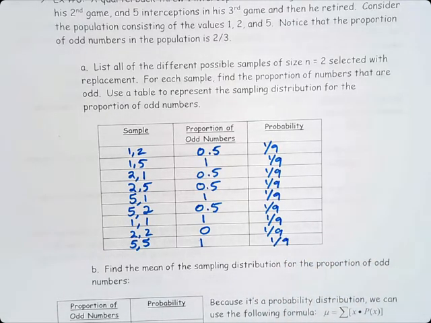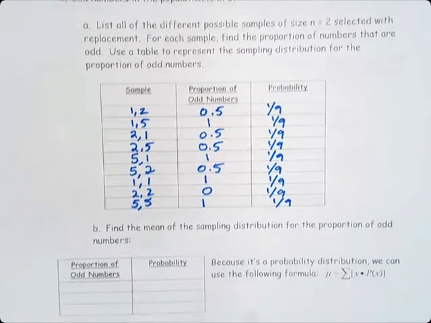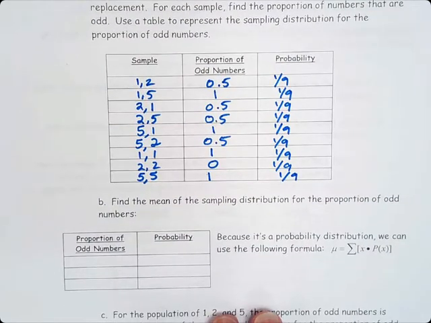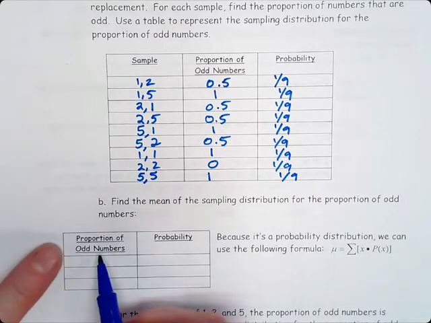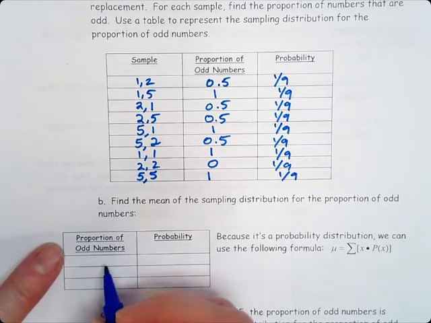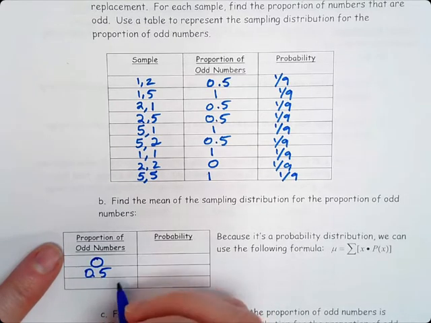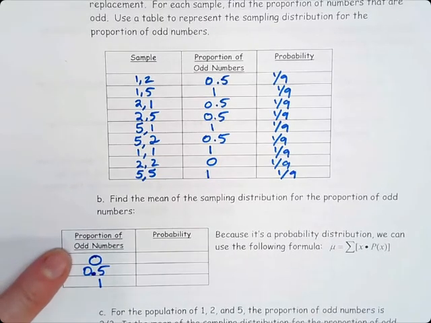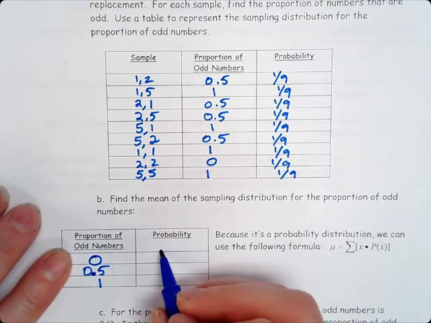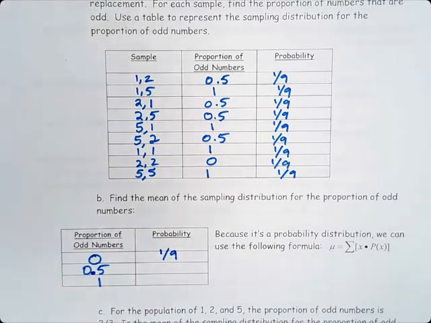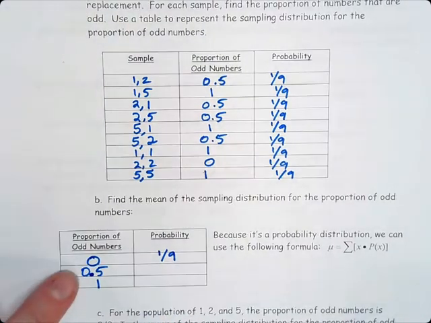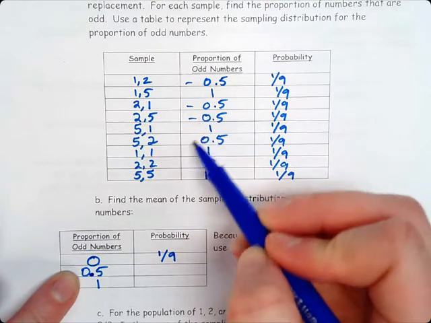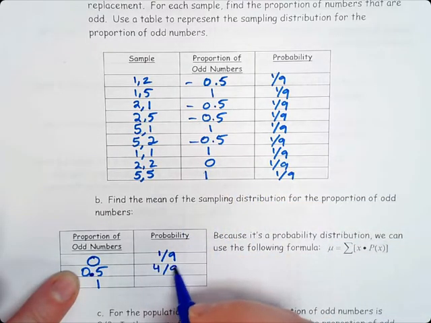Okay, there's actually a better way of writing this. So our proportion for the odd numbers would be either 0.5 or 1, right? Those are our options. So how many zeros did we have? That would be 1/9. How many 0.5s did we have? That'd be 4/9. How many 1s did we have?